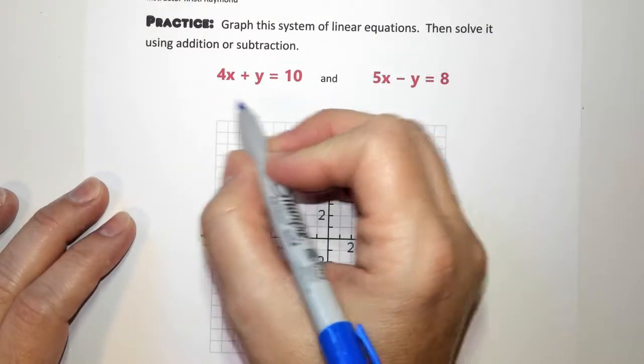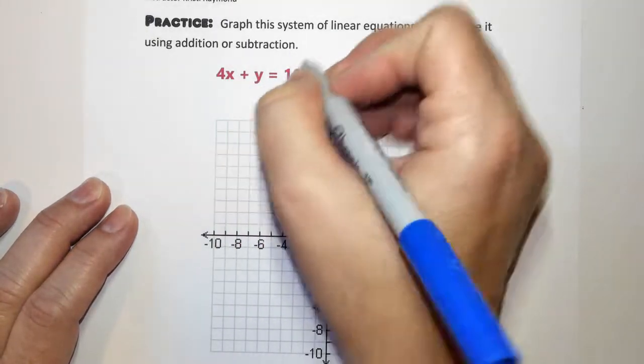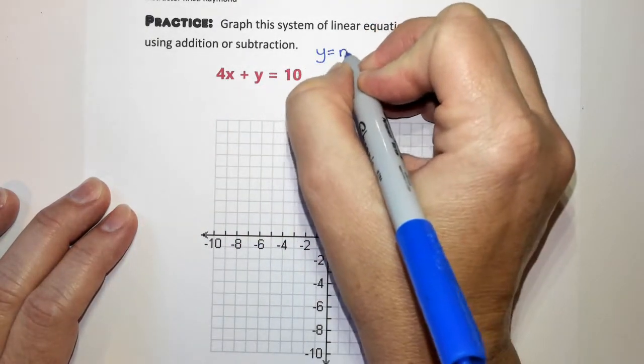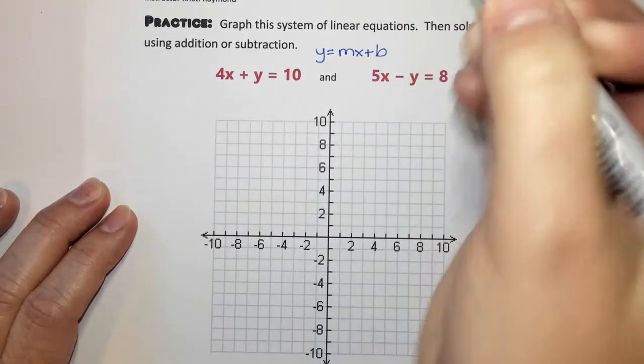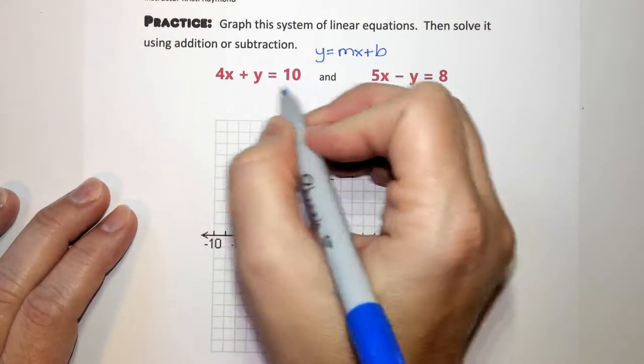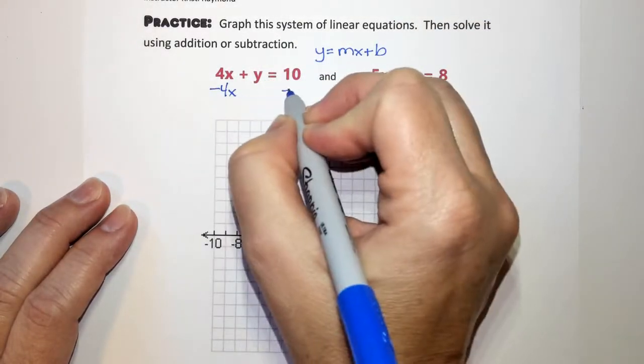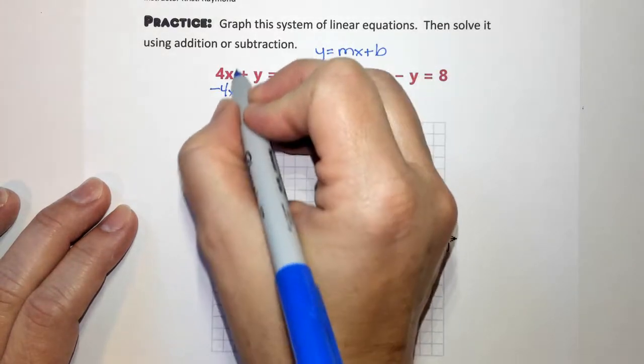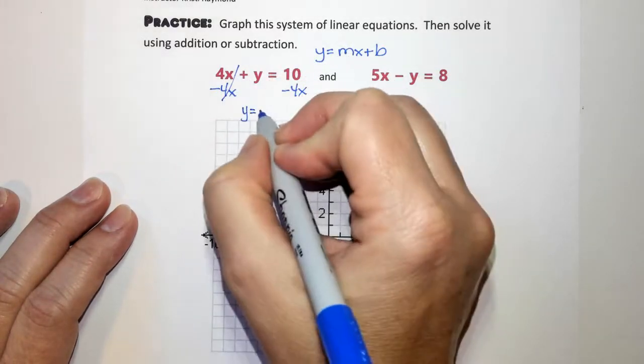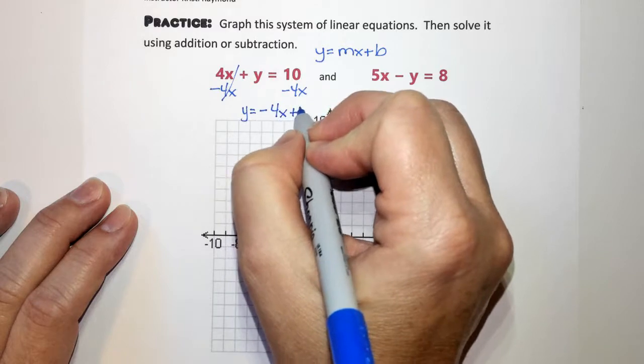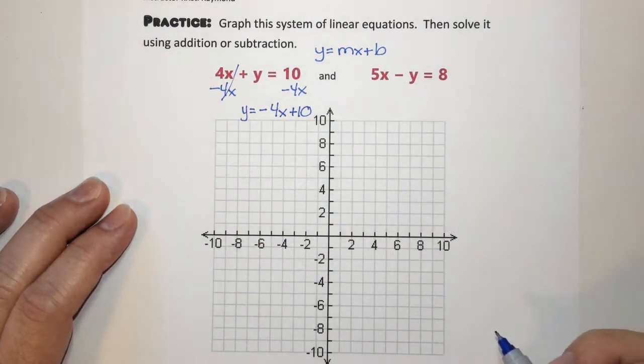I think probably we could do a t-chart, but let's go ahead and arrange this into slope-intercept form. Y equals mx plus b. So how do I get my x then on the right side? Subtract it from both sides. This becomes y equals negative 4x plus 10. That is the line that I want to graph.